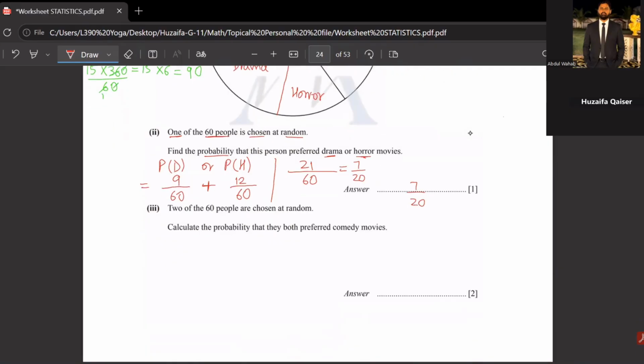Now, what they are saying, 2 of the 60 people are chosen at random. Now, there are 2 people chosen from the 60 people. You need to find the probability that they both preferred comedy movies. We need to find the probability of both the persons. I'll explain these type of questions related to the probability once we are doing the probability, because you need to understand the probability in detail.